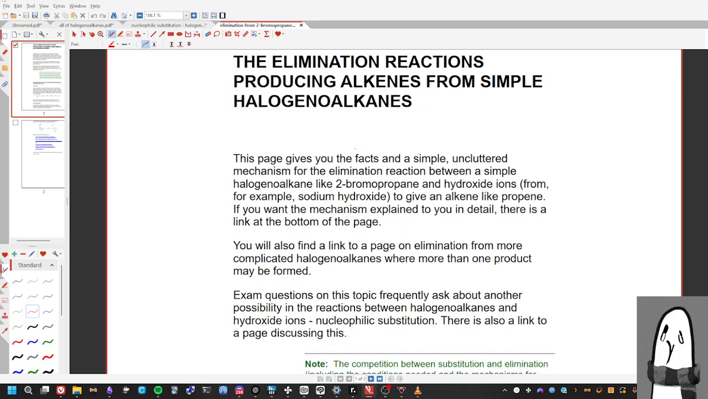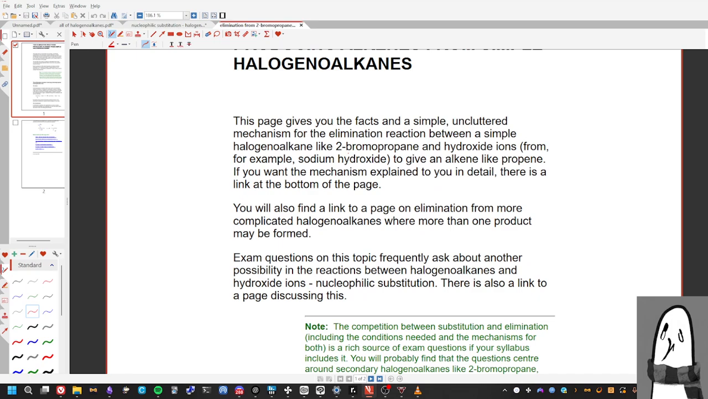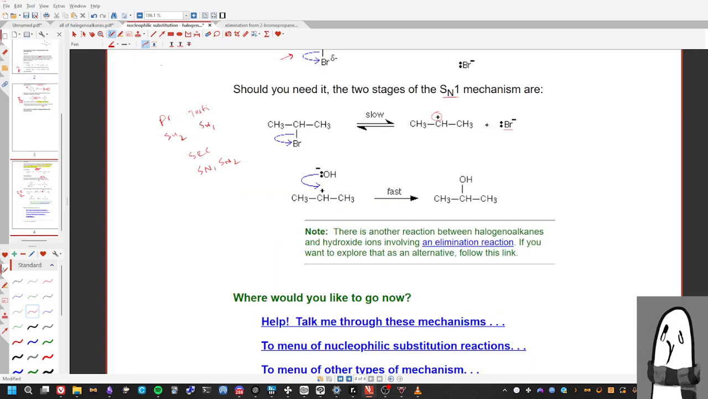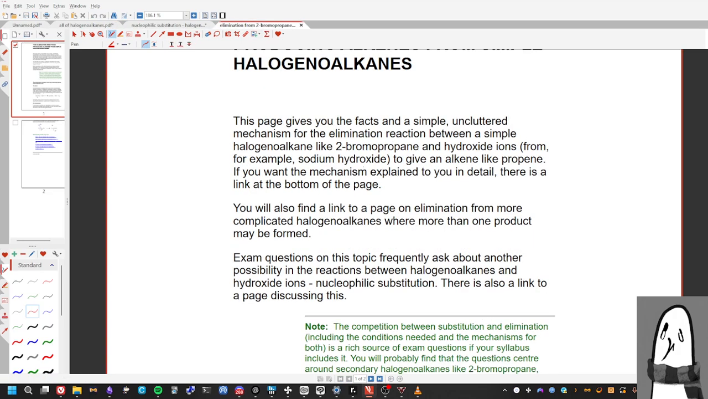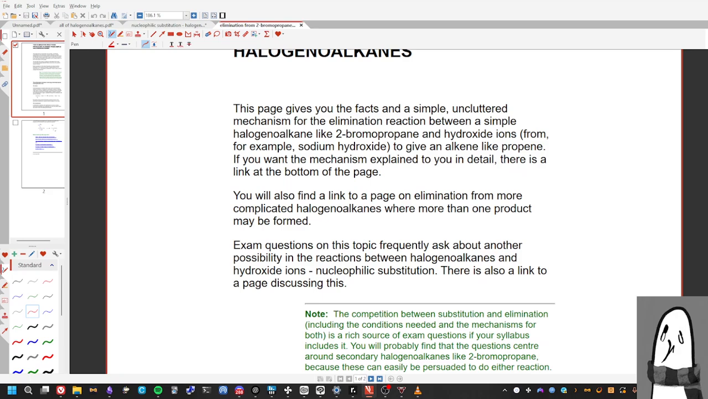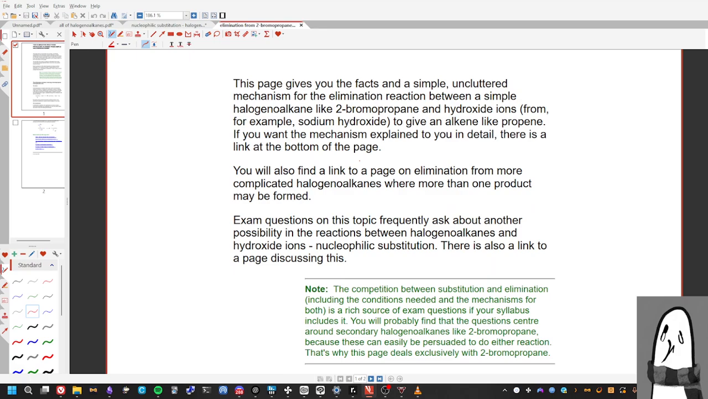Now, over here, you have a simple, uncluttered mechanism for the elimination reaction between a simple halogenoalkane like 2-bromopropane and hydroxide ions. In this case, it's a secondary halogenoalkane, and hydroxide ions, the OH minus, from for example sodium hydroxide, will give an alkene like propene. If you want the mechanism, there's a link at the bottom. You'll also find a link on the page on elimination from more complicated halogenoalkanes, where more than one product may be formed.